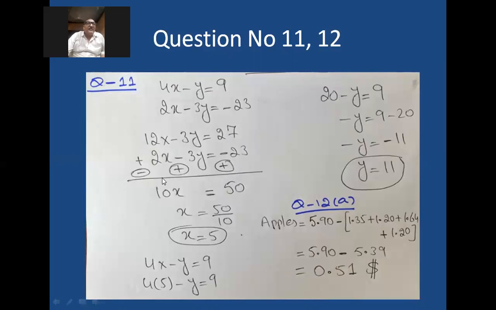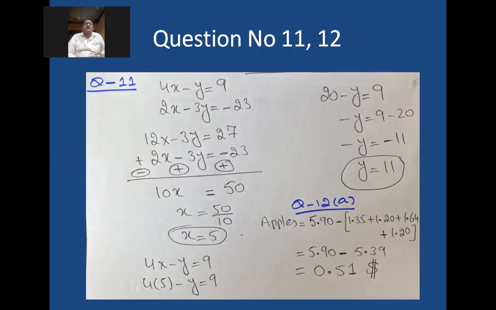So 12x minus 2x will be 10x, minus 3y plus 3y will be cancelled, equals 27 plus 23, that will be 50. So 10 will go to the other side, divide there, so x will be equal to 5. So we have 4x minus y equals 9. In the place of x, I will put the value of 5. 4 fives are 20.